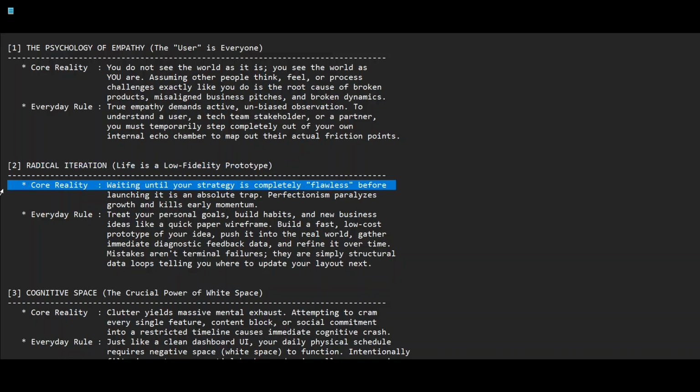So again, the core reality: waiting until your strategy is completely flawless before launching it is an absolute trap. Perfectionism paralyzes growth and kills every momentum. Let me use an example like me. As you can see, my video is not even equal to perfectionism, but you can say it is practicing. So don't let perfectionism be a hurdle in your path.